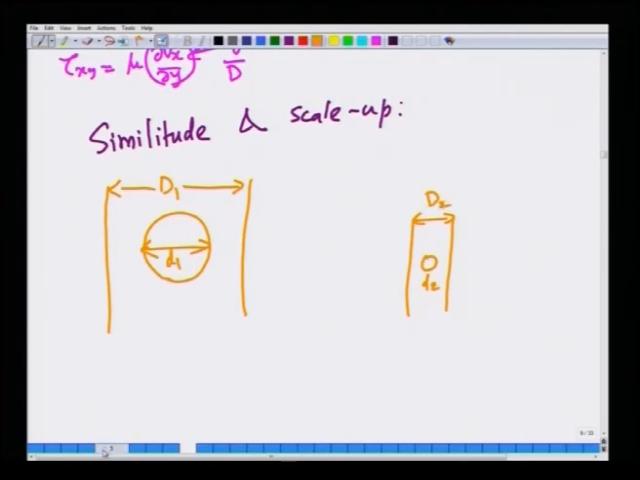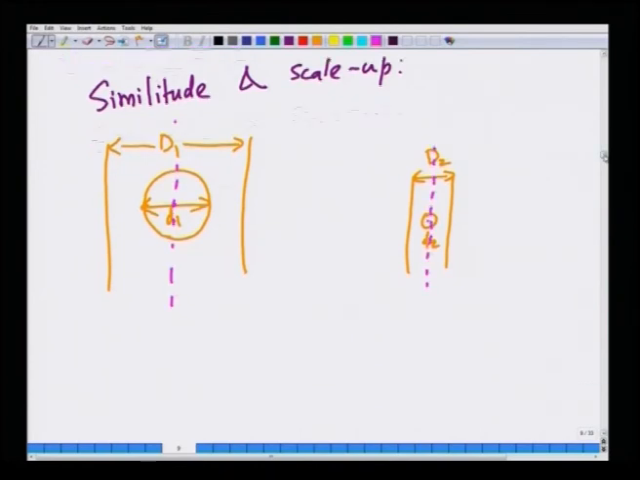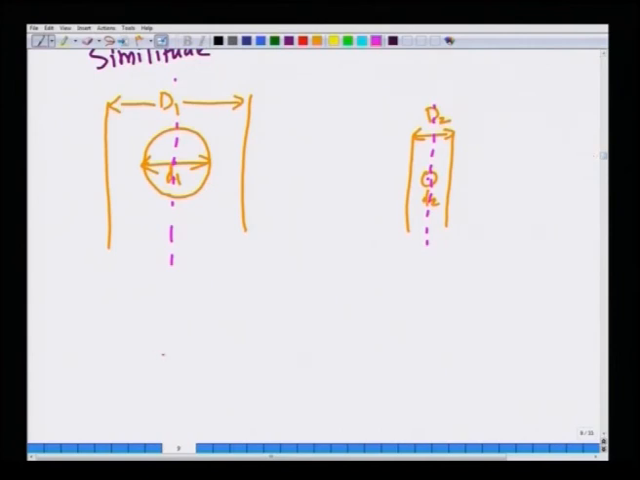Let us say that the center of the sphere and the center of the axis of the pipe are identical in both cases. Now, when are these two systems dimensionally similar? When are these two systems similar? First requirement is geometric similarity.